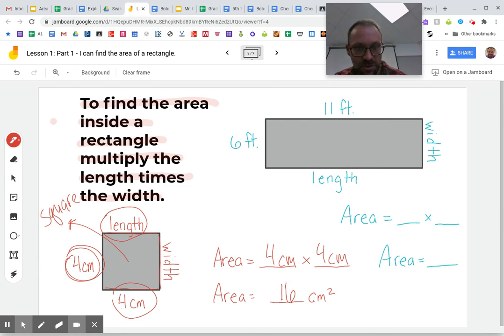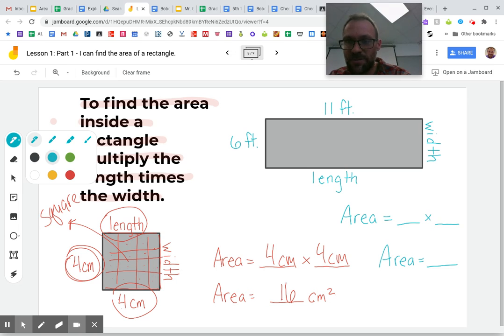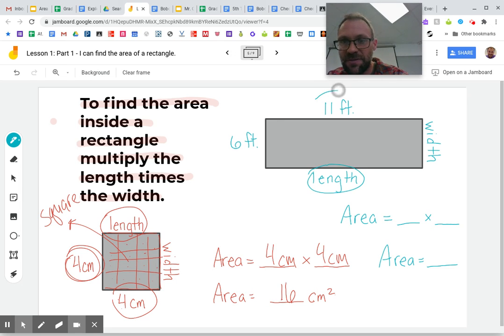And if I were to draw, let's see, 4 by 4 and count up all the squares, I would get 16. Let's do another one. Let's see, this rectangle has a length and a width. Its length is 11 feet and its width is 6 feet. So we have to multiply 11 times 6. Again, reflex math coming in handy here.